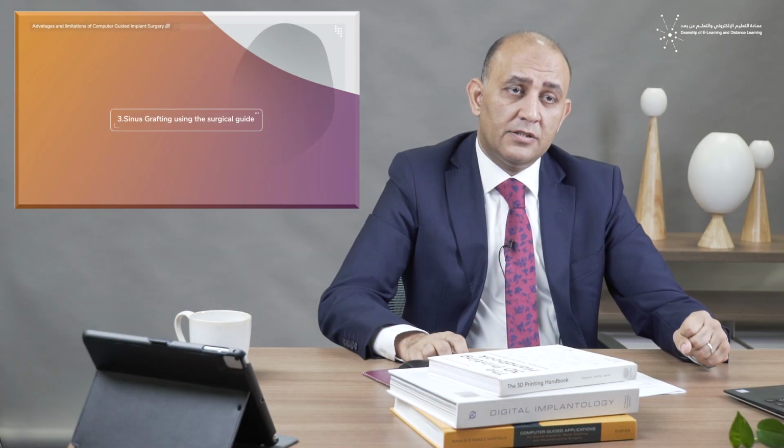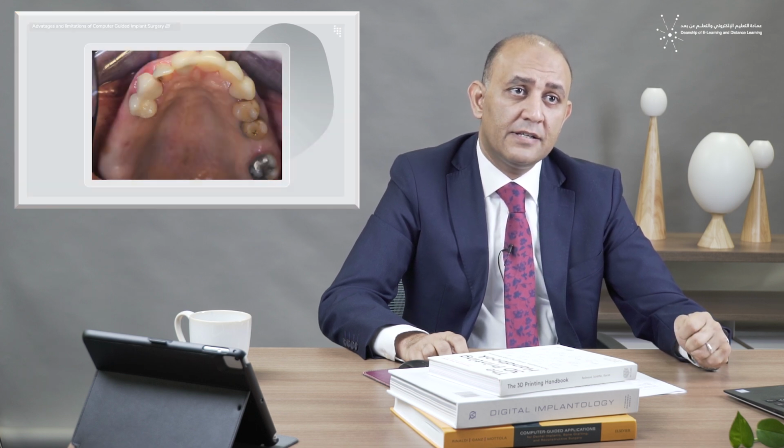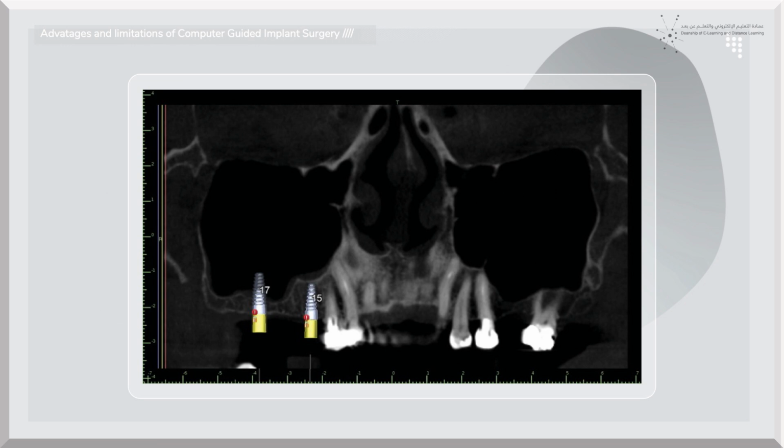The third advantage of the use of computer-guided surgery is you can do some sort of sinus grafting using the surgical guide. Let us see how we can do this. This is an intraoral photo for a patient who has missing upper right posterior teeth distal to the first premolar. So the virtual plan shows that we can place two implants, one at site 1.5 and one at site 1.7. However, at site 1.7, the patient would require a sinus graft in order to place the implant.